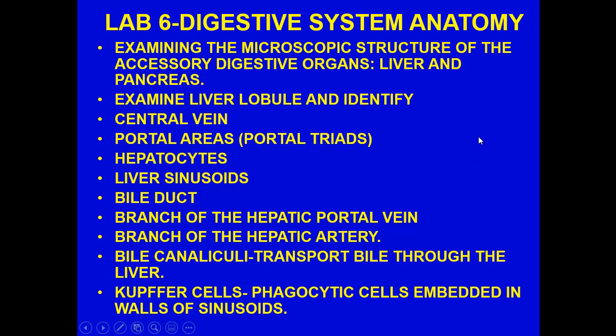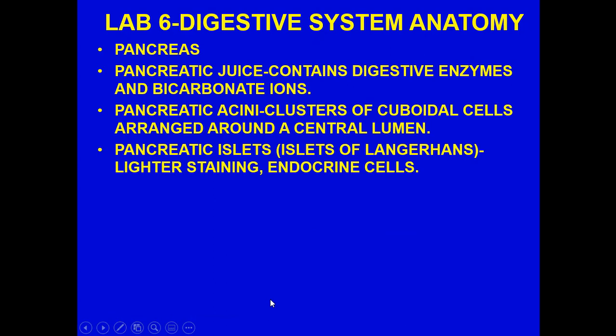These are phagocytotic cells embedded in the walls of the sinusoids. We'll also notice that when we go through the pancreas, it's very straightforward. We're making pancreatic juice, which contains digestive enzymes and bicarbonate ions. The pancreatic acini are basically clusters of cuboidal cells arranged around a central lumen.